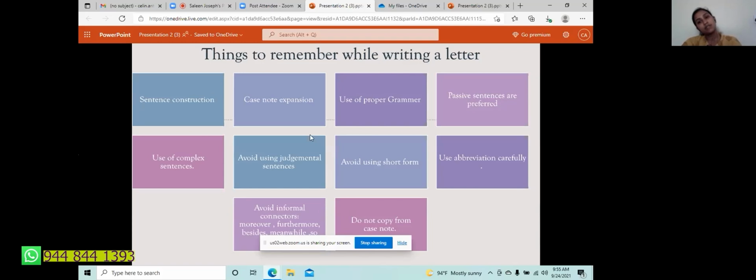Then it is best to use passive sentences when you are writing the OET letter. There are mainly two types of sentences that you already know: active sentence and passive sentence. In the active sentence, we use the format subject, verb, and object. For example, Maya has written the OET exam. That is an active form.